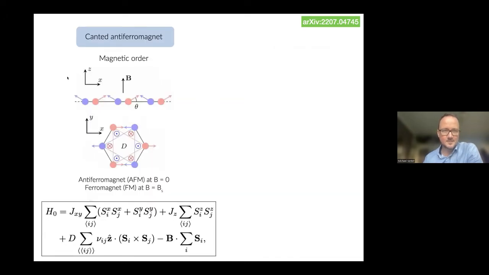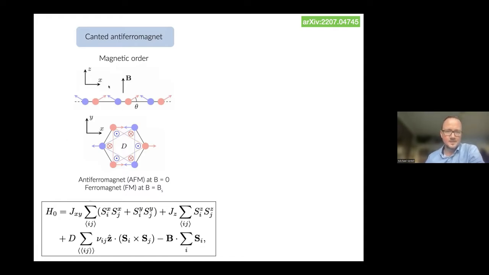So what is the model that we're looking at? It's generally a canted antiferromagnet. I'm writing the Hamiltonian down here. So it's just a 2D, just one layer. We have some exchange interactions. We have a Dzyaloshinskii-Moriya term, and we add a magnetic field for good measure here. No Kitaev interactions here, but one could also add those.